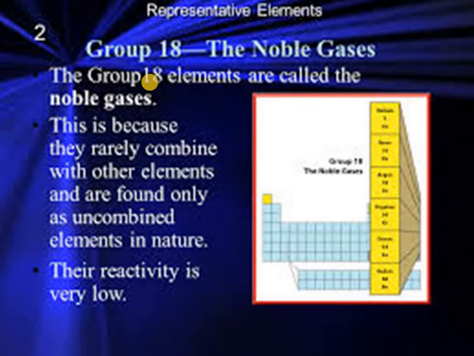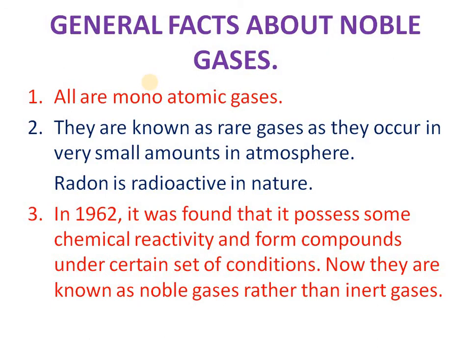These are coming under representative elements and group 18 comes under P block, and they are called noble because they rarely combine with other elements. Why? Because their octet is complete. Their reactivity is very low. Earlier it was named as inert gases, but now it is changed. It is known as noble gases.